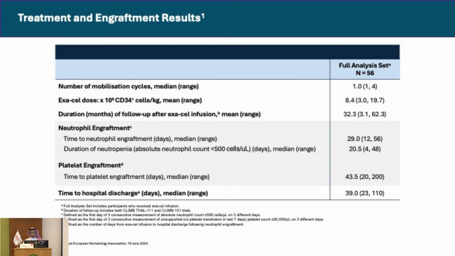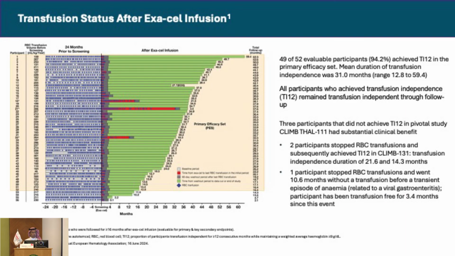For the infusion, one mobilization was required. The cell dose was 8.4 million, and the duration of study was 32 months. The neutrophil engraftment was at day 29, and the platelet engraftment was at day 43. It took around 40 days from admission to discharge. And as you can see here, patients before the infusion and after the infusion.